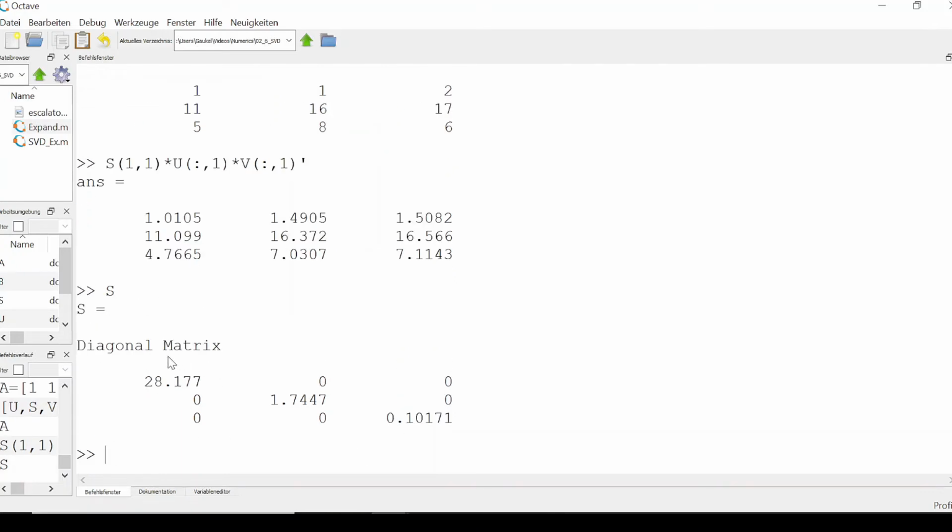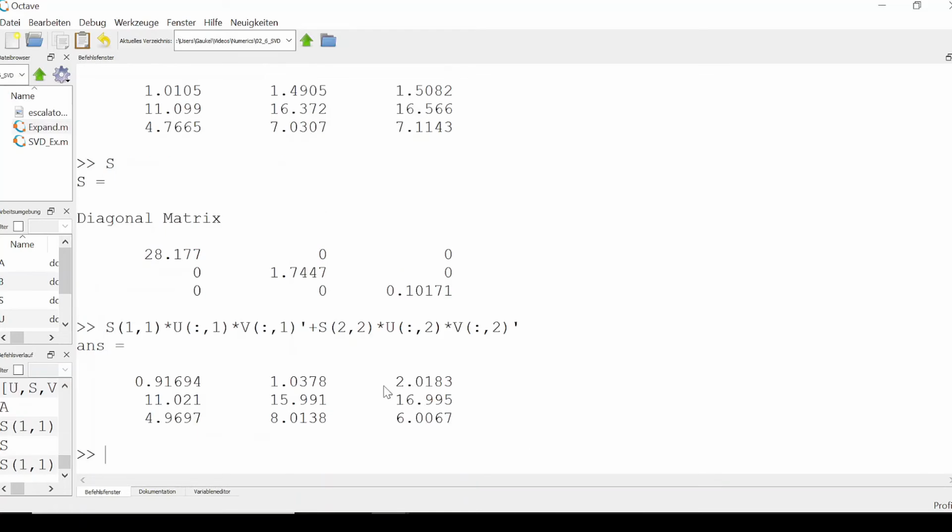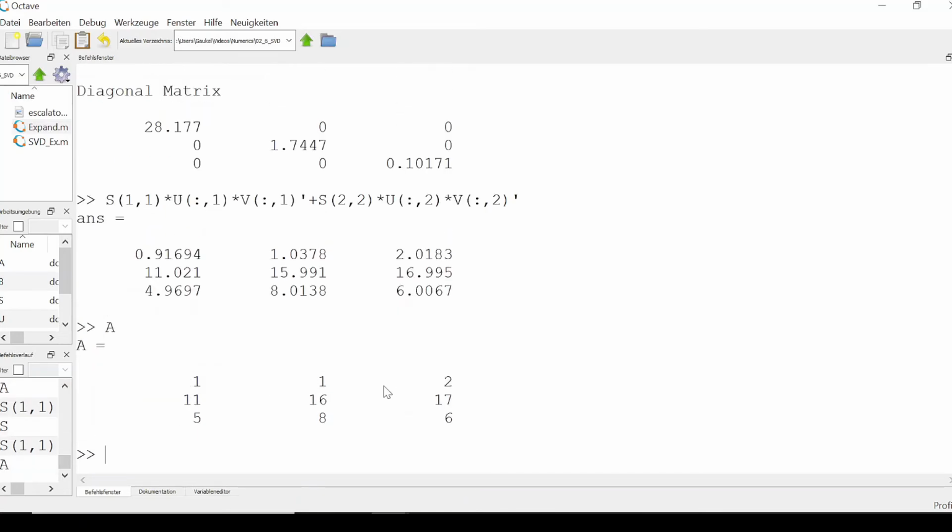And the reason for that is that this singular value is much more than this singular value and this singular value added. So most of the contribution comes from this first part. But if we take into the sum also the second part, then we are even closer to A. So compare these two, and the matrix A is almost reconstructed.